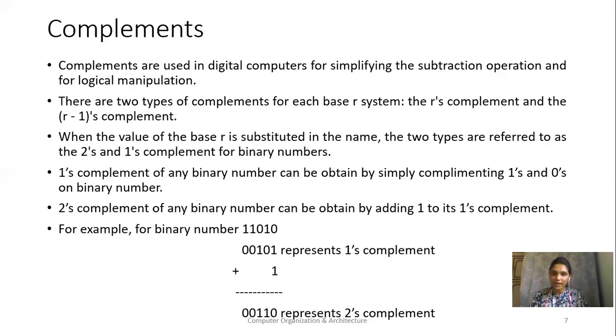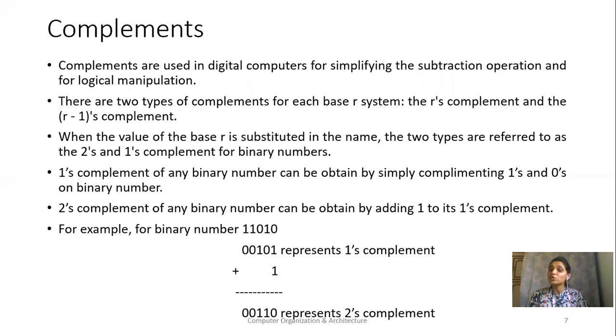For example, if we have any binary number like 11010 and you want to find out its 1's complement, how can you find it? Just by complementing ones and zeros. 0 you put as a 1, 1 you put as a 0, 0 you put as a 1, this 1 as a 0 and this 1 as a 0. So for the number 11010, its 1's complement is 00101.